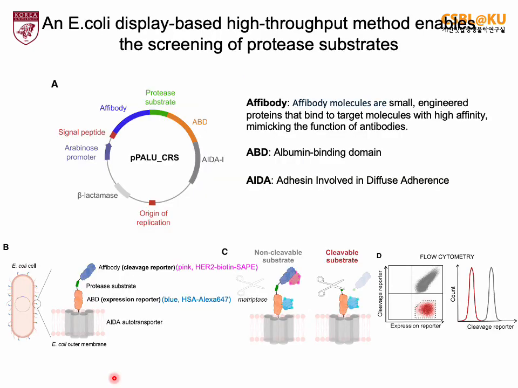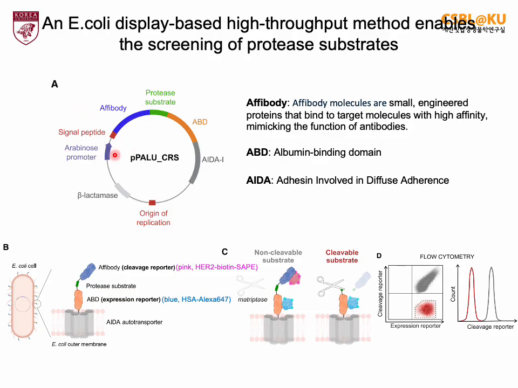The display method is based on the expression of recombinant proteins on the outer membrane of E. coli using a genetic fusion to the outer transporter IDA, as shown in Figure A. A plasmid called p-PALU-CRS drives an IDA outer transporter fusion that places three parts in series on the E. coli surface: an affibody as a cleavage reporter, a variable protease substrate in the linker, and albumin binding domain ABD as an expression reporter. It's arabinose inducible and includes the signal peptide.